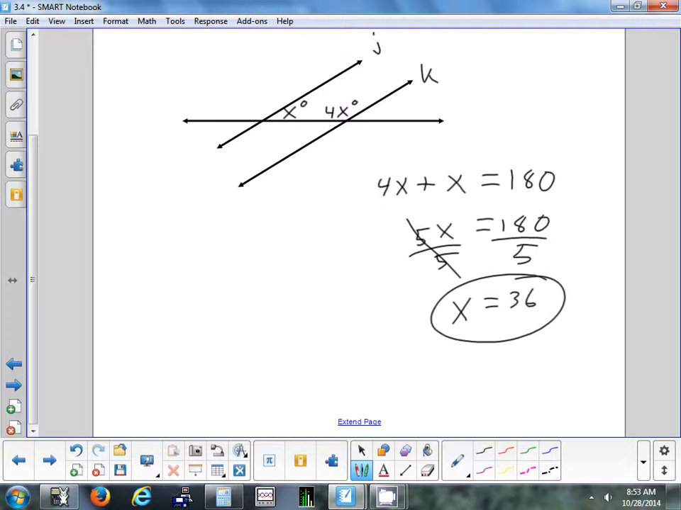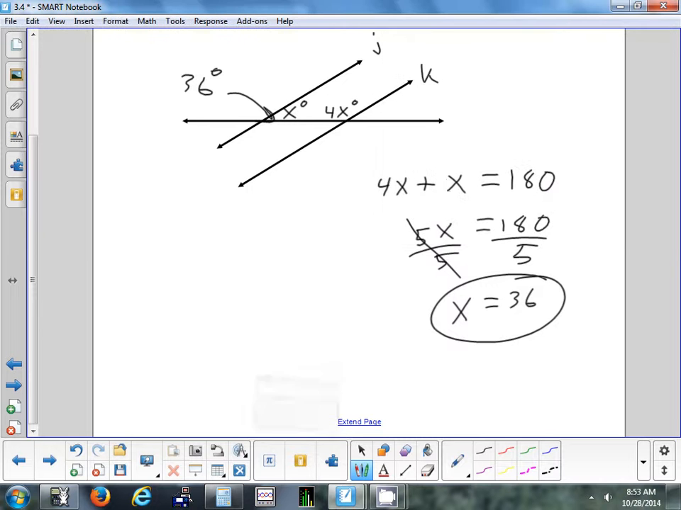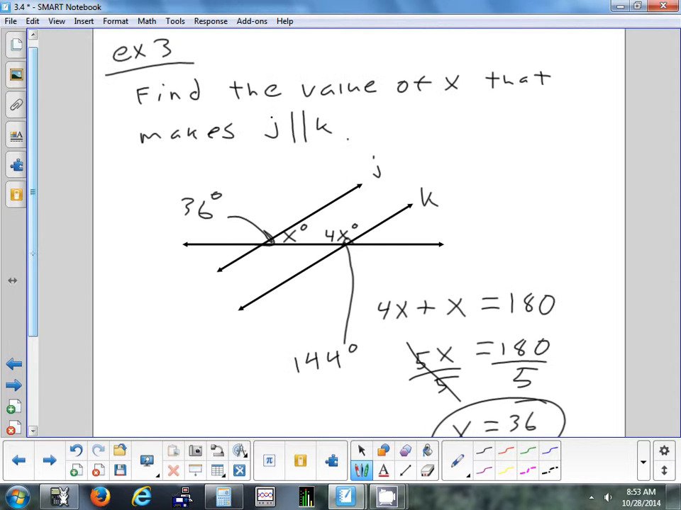All right, so now we know that the angle right there is 36. And if they asked you how big the other angle was, you can do 180 minus 36, or you could do 36 times 4. So that angle is 144. I don't think they specifically asked for those two angles, but it's not that hard to find. Any question on example 3? All right.